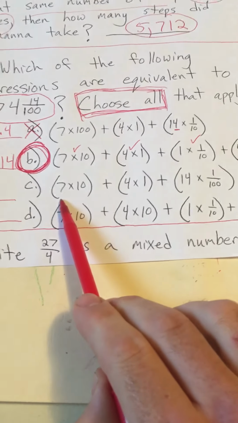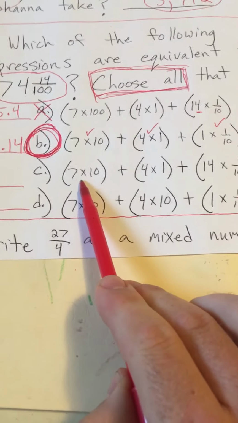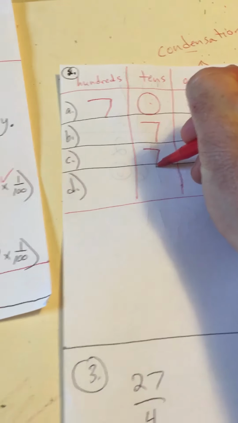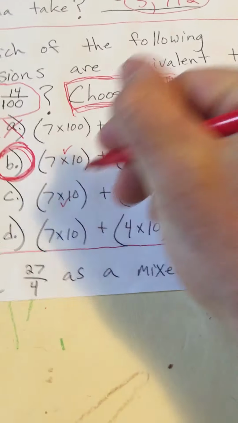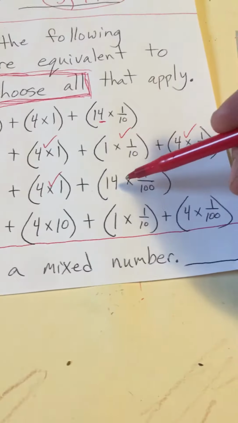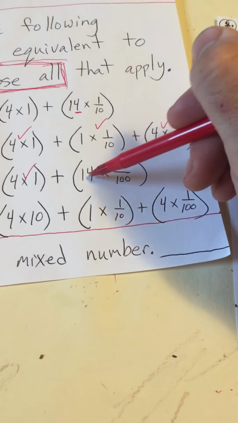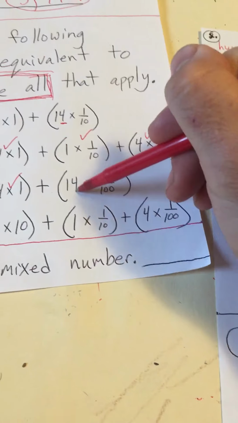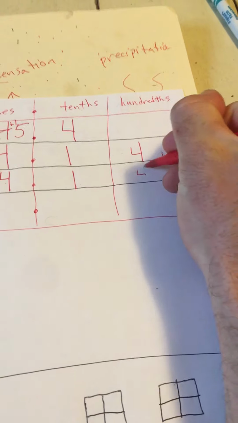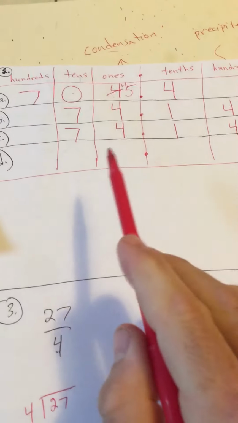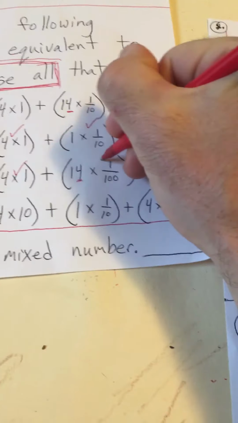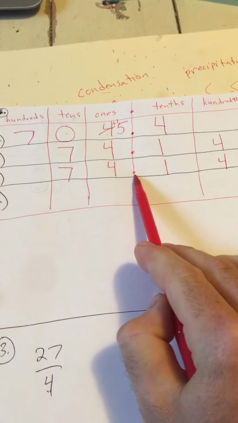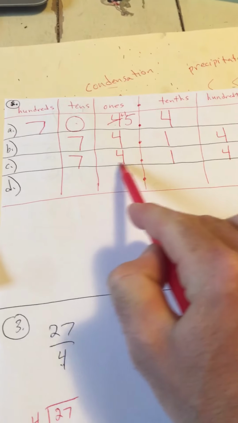Now let's go to C. 7 times 10 would be 70. 7 in the tens place. 4 times 1, 4 in the ones place. 14 times 100th would be 14/100ths. The 4 is going to land in the hundredths place. So 14/100ths is 14/100ths. And look at that. We're done with that one. We have 74 and 14/100ths, the same as B. So that one is also correct.